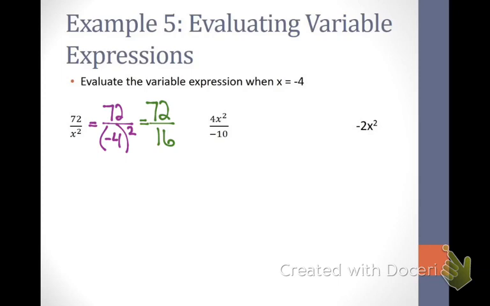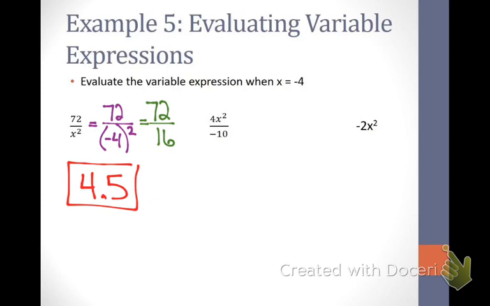All right, so here's my rule of thumb. If my exponent is an even number, the answer will be positive. If my exponent is odd, the answer will be negative. So if I raise a negative number to the 5th power, will my answer be positive or negative? Negative, because 5 is odd. If I raise it to the 8th power, will my answer be positive or negative? Positive, because that's an even number. 72 divided by 16 gives me 4.5.